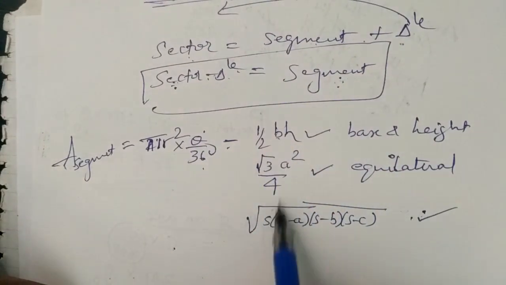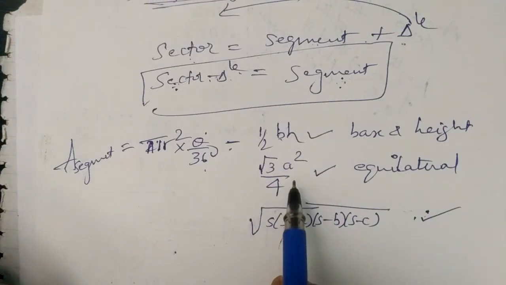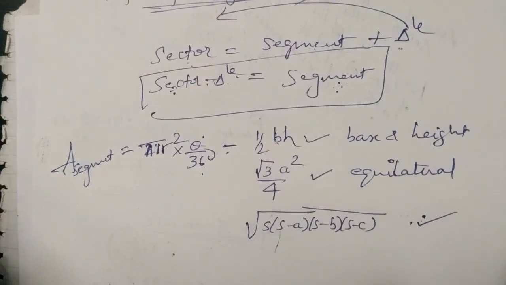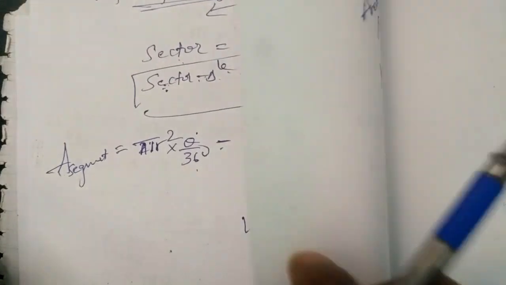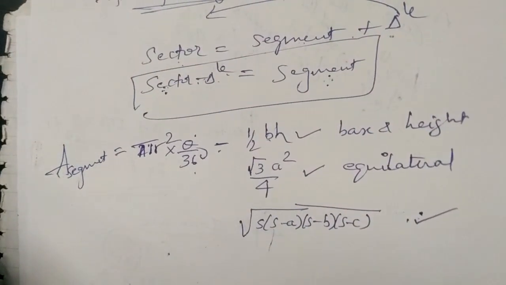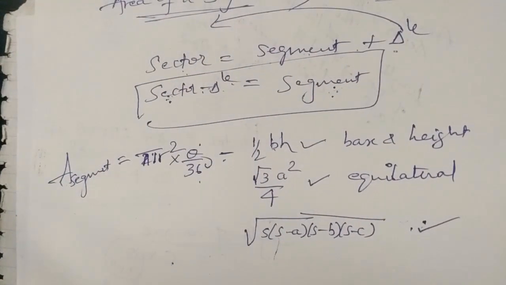For the triangle, you can use any one of these three formulas, based on the given triangle. So use the proper area of a triangle formula for the triangle which is given. So we go for a few examples using these three.